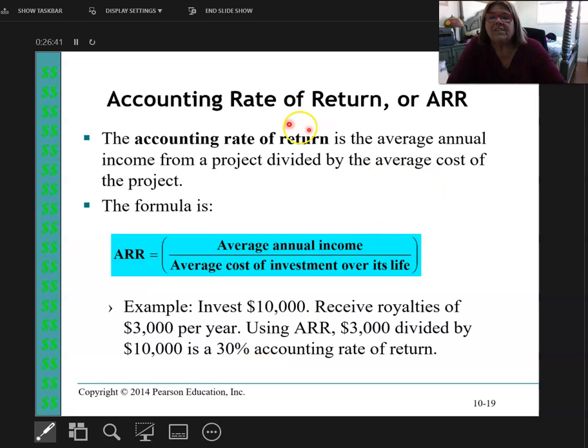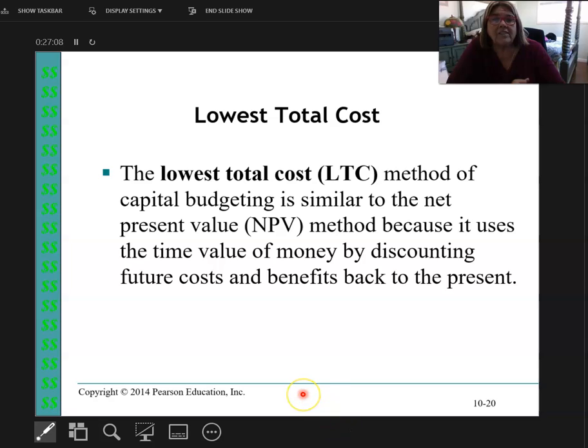Okay, so this is another way to calculate it. This is a very easy and simple way to calculate it. I only have one slide, but it says average annual income. If you had different uneven annual income, you would add them all together and divide it by the number of years to get your average. Just FYI.